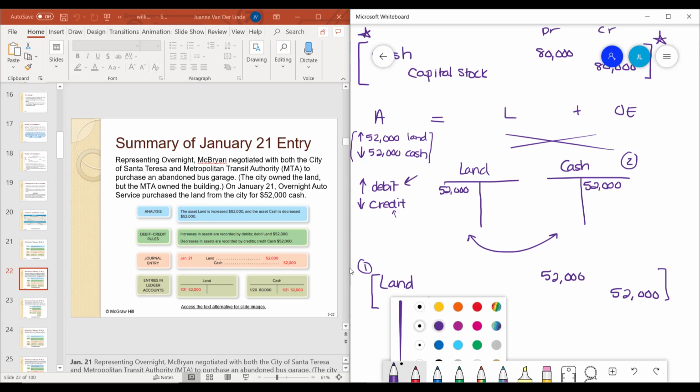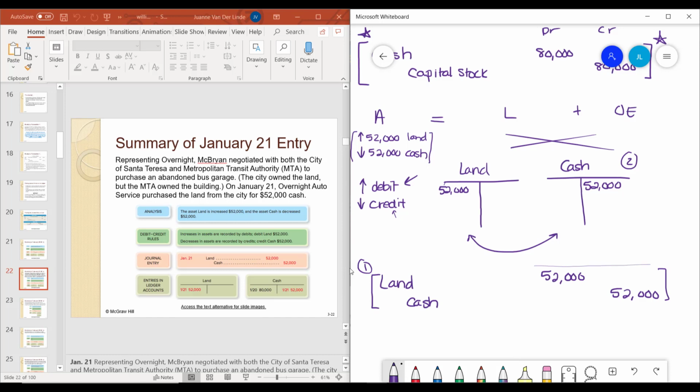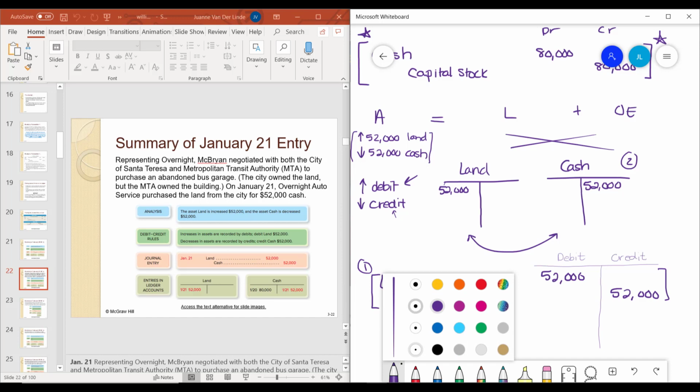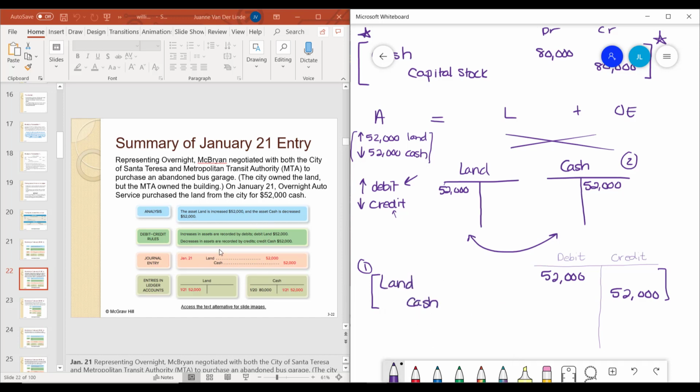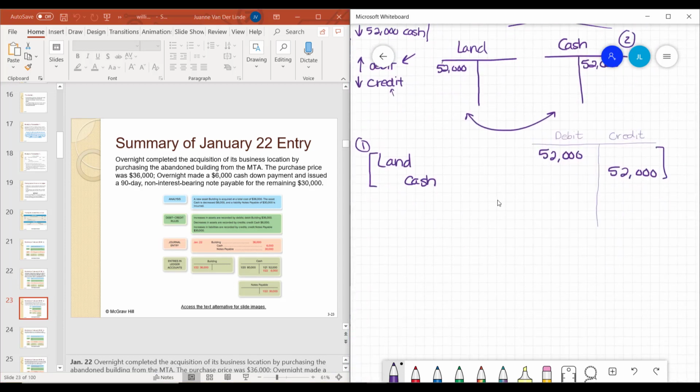And again, to help us visualize this, there's really an imaginary T account here. That's why we do it as we do it. This is the debit side, and this is the credit side. Okay? And the nice thing about these slides is they kind of put it all together for you. So it's really nice for reviewing. Okay, next entry. Let's scroll down here.